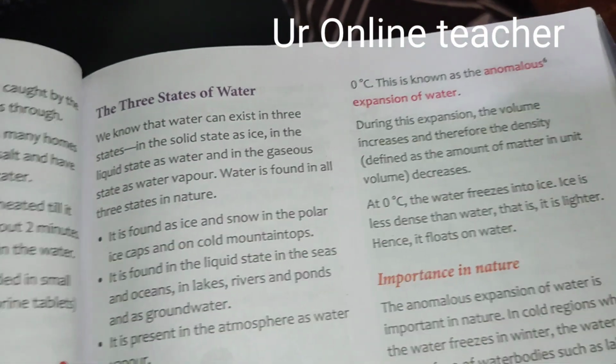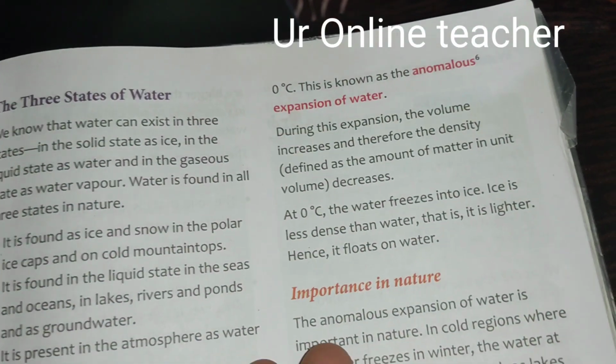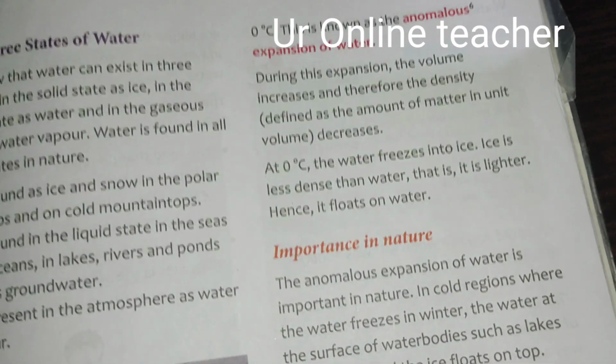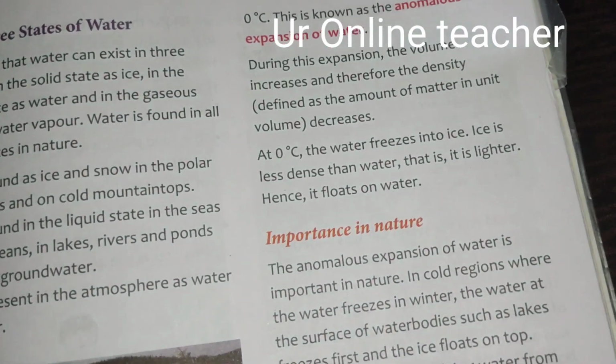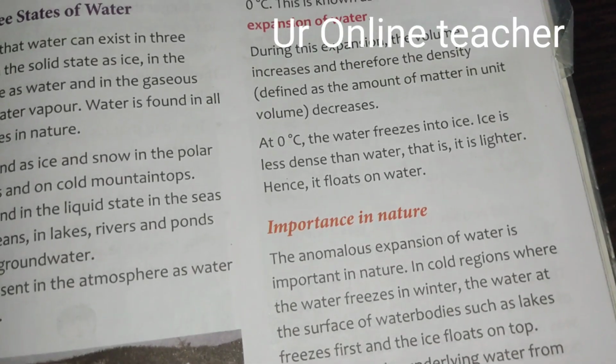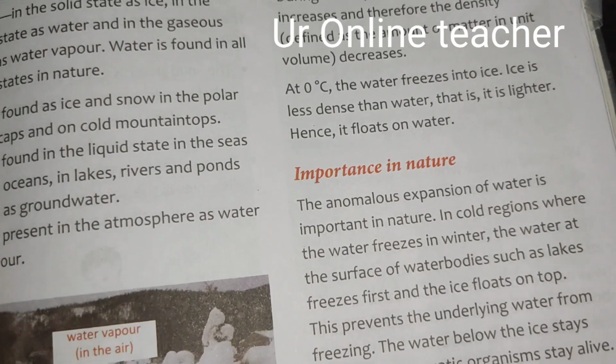During this expansion, what happens? The volume will increase and the density decreases. So at 0 degrees, what happens? Water freezes into ice. We know that. So ice is less dense than water. It is lighter. So what happens? We can see ice floats on the water.